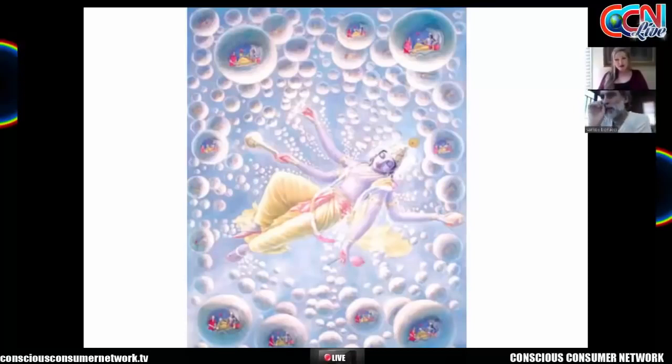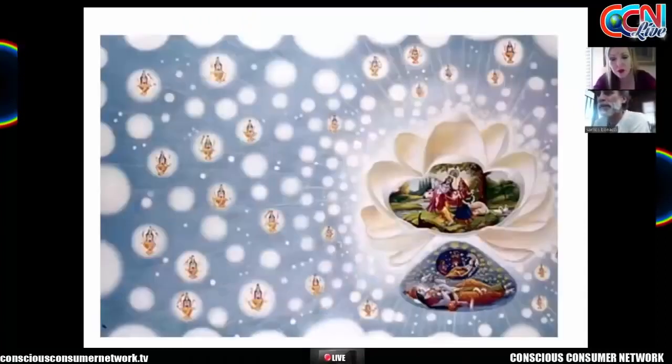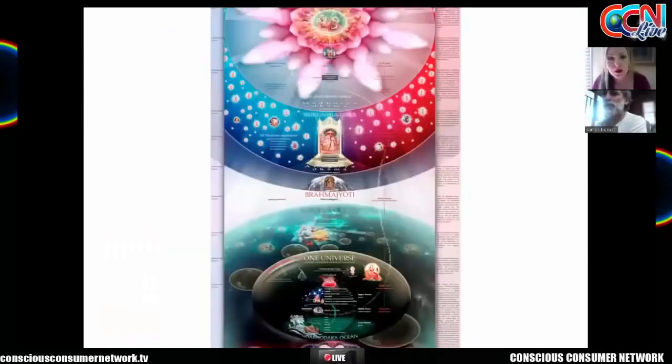Here we have Mahavishnu, or Narayan, the four-armed version of Krishna, dreaming, and from his navel a lotus stem comes forth, and he creates all these bubbles, all these universes, where his causal energy is distributed in expansions infinitely through the universe. And so what we have here is a creative process. And in a minute, we're going to go back to this chart here.